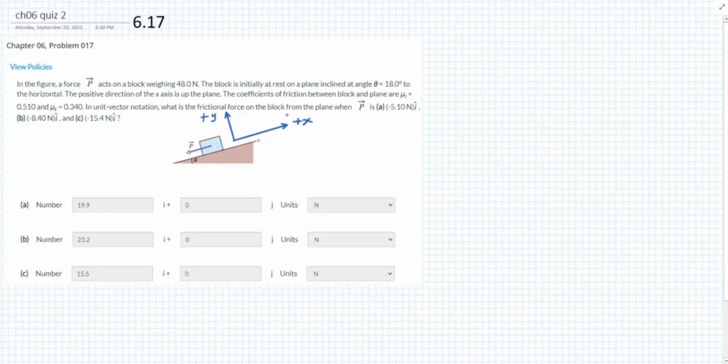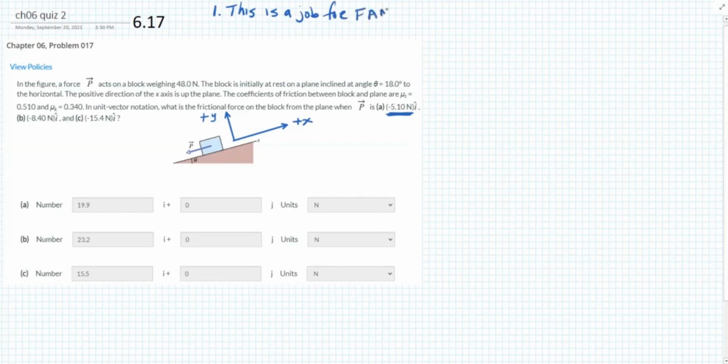All right. So here's a question. We know all about this system. And now the question is, what is the frictional force on the box from the plane when P equals this value? Okay. So let me just start with number one. This is a job for force analysis method.